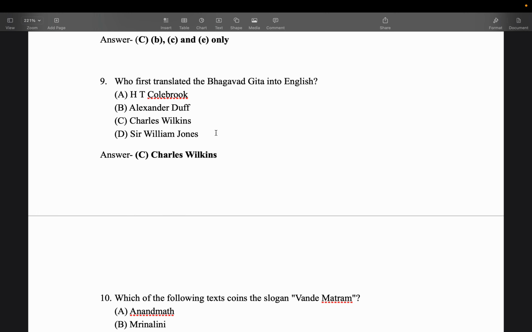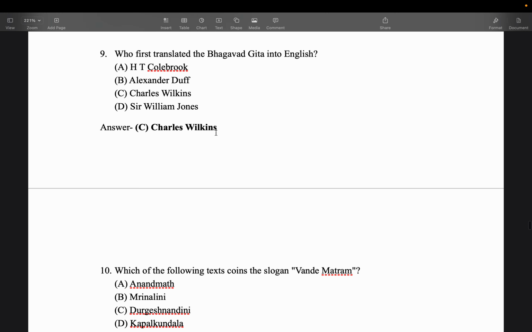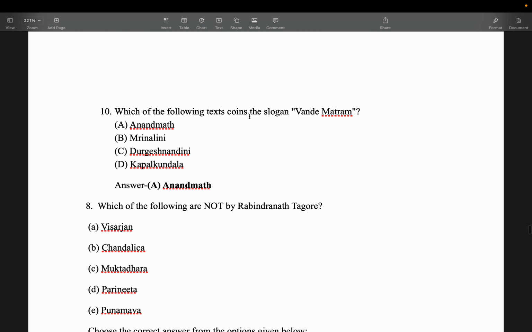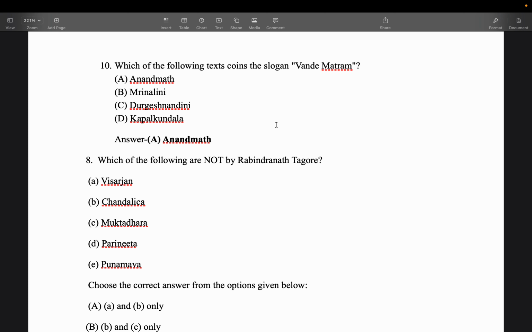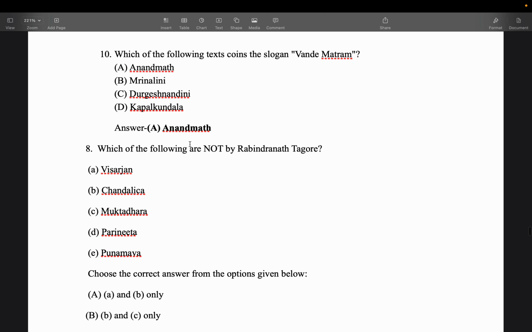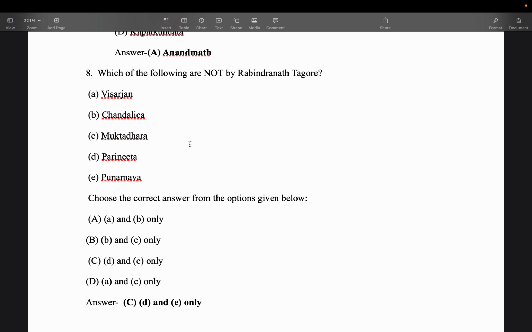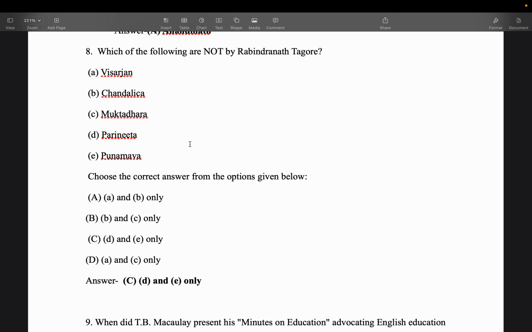Who first translated Bhagavad Gita into English? It is Charles Wilkins. Who coined the slogan Vande Mataram? It is Bankim Chandra Chatterjee, but they're asking which text. It is Anandamath by Bankim Chandra Chatterjee. Which of the following is not by Rabindranath Tagore? Visarjan, Chandalika, Muktadhara, Parineeta and Punashcha. Parineeta is a little famous, the other one is not famous.